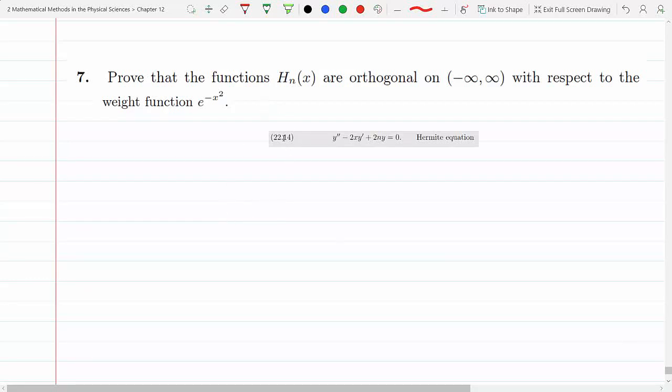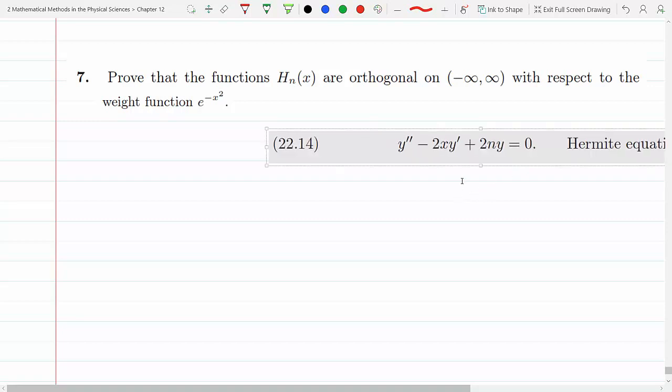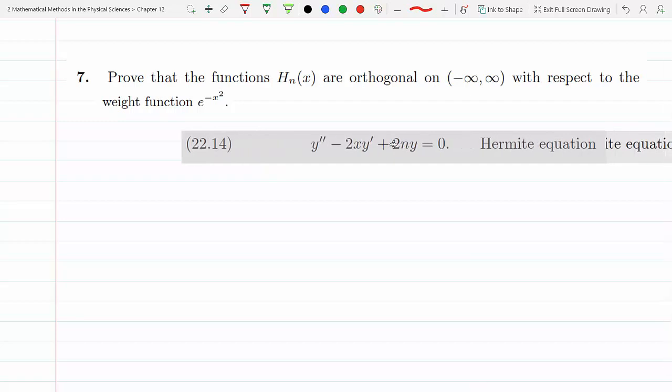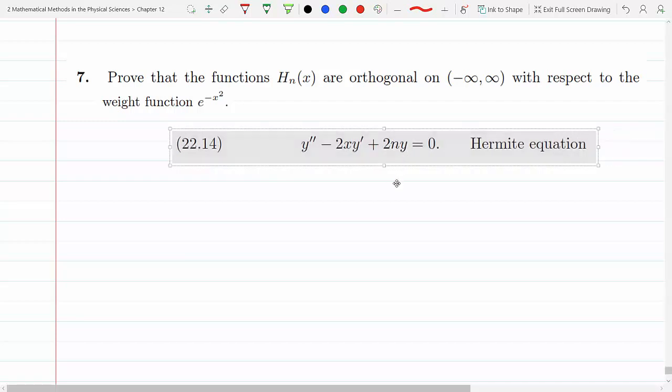This differential equation, equation 2214 in your textbook, is called the Hermite equation. It's a second order differential equation that comes up in quantum mechanics problems when you're trying to solve the one-dimensional harmonic oscillator problems for energy and wave functions.